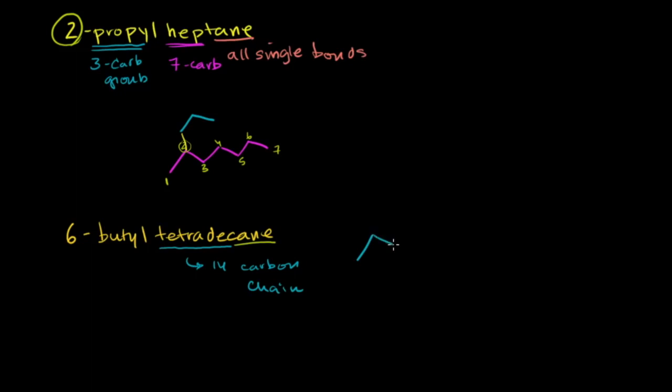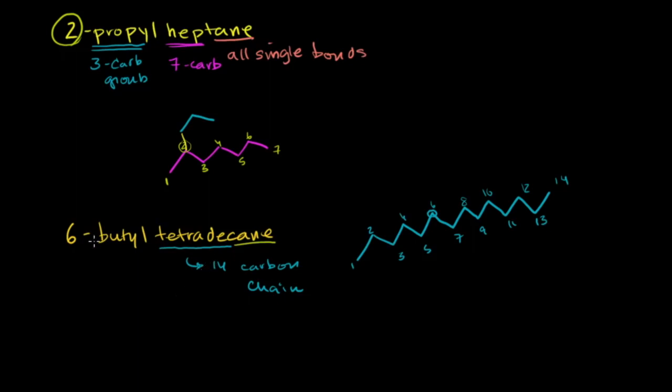So let's draw that structure. 1, 2, 3, 4, 5, 6, 7, 8, 9, 10, 11, 12, 13, 14. On carbon 6 there is a butyl group. 1, 2, 3, 4, 5, 6. On the 6th carbon there is a butyl group. A butyl group has 4 carbons. So on this 6th carbon you have to show the butyl group.